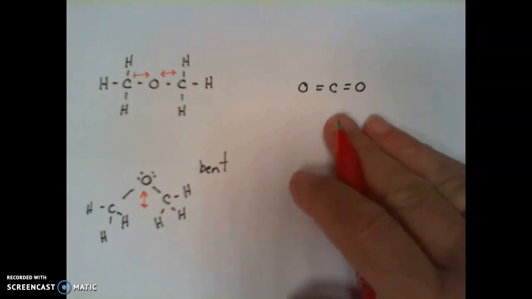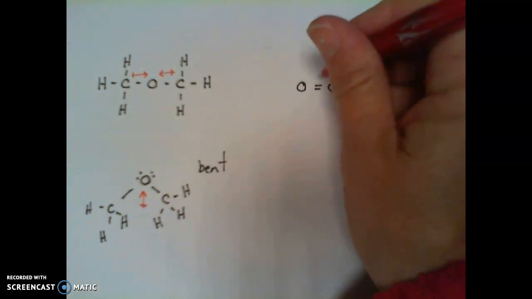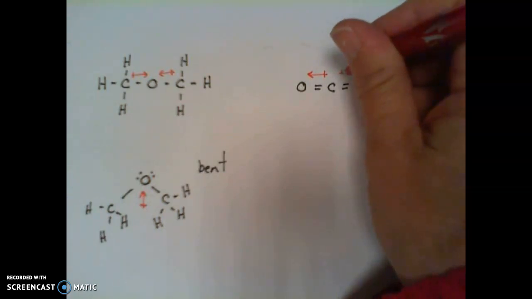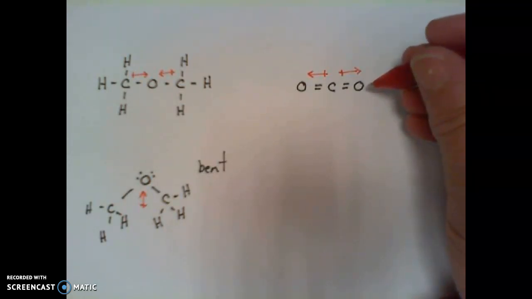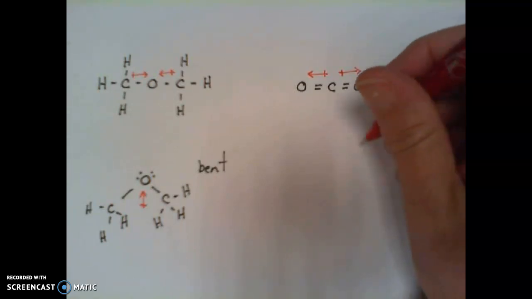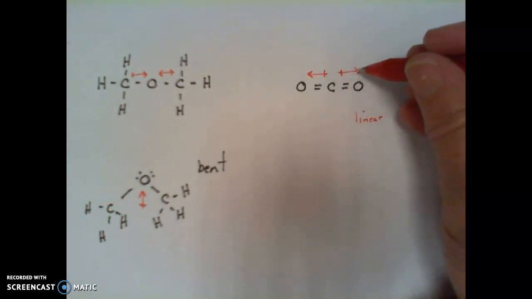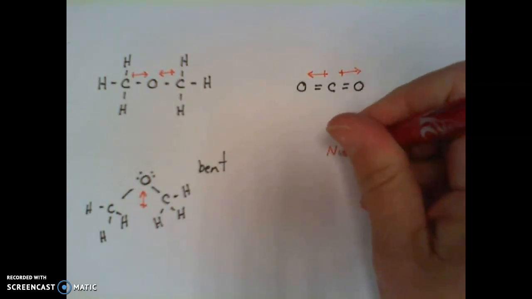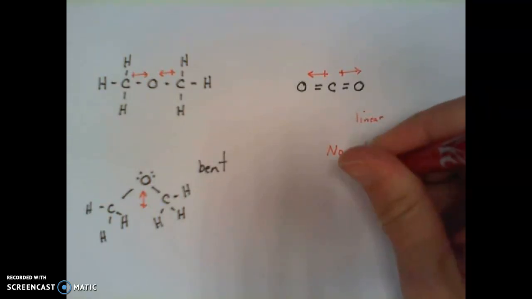If we look over here at the carbon dioxide, again, we have polar bonds, but in this case, the electronic configuration and the molecular configuration or shape of the molecule is linear, and therefore these two dipoles will cancel each other out, and there is no molecular dipole.